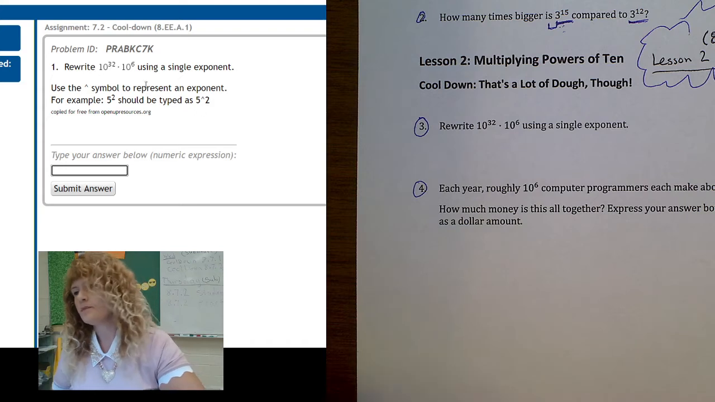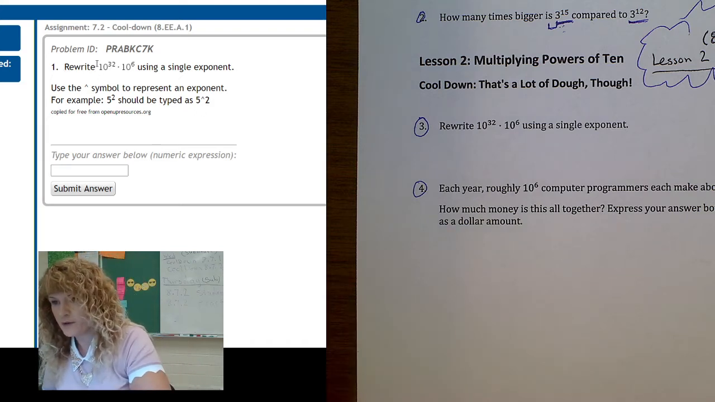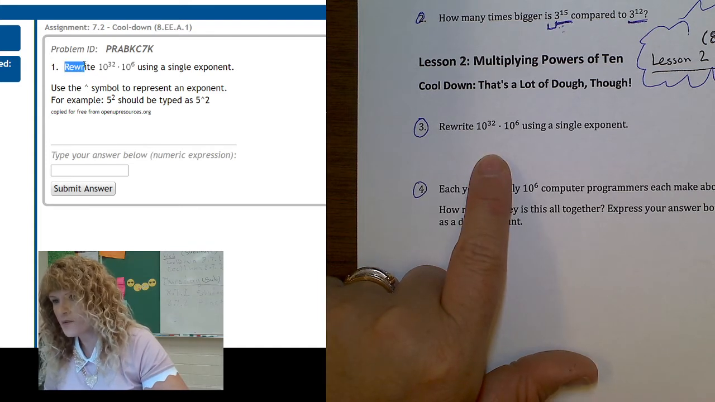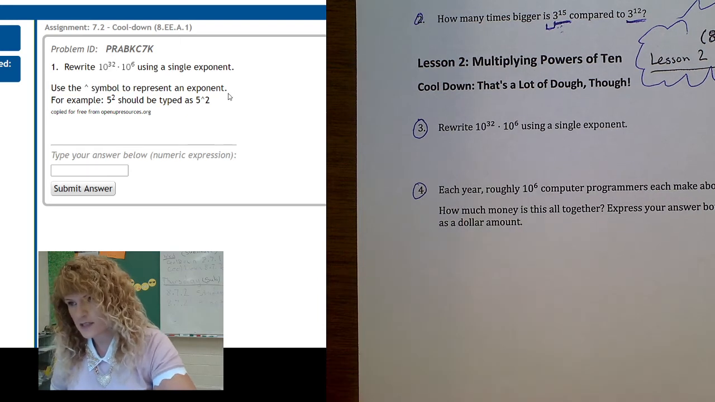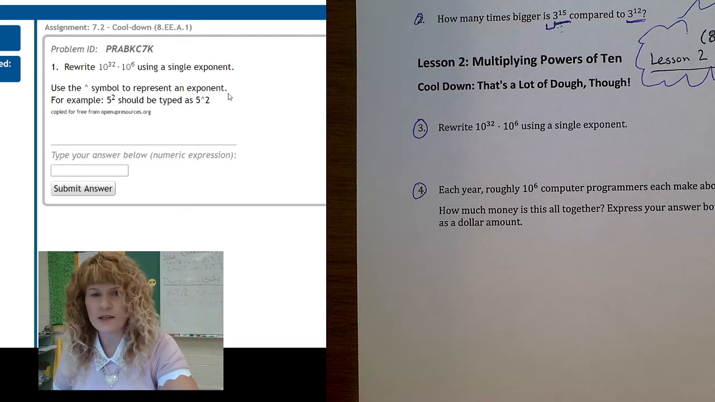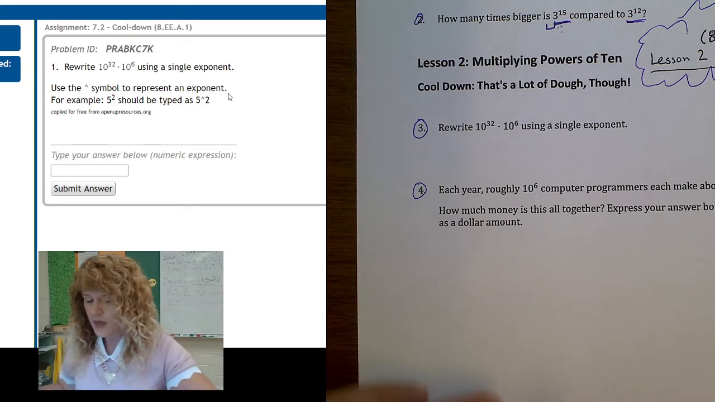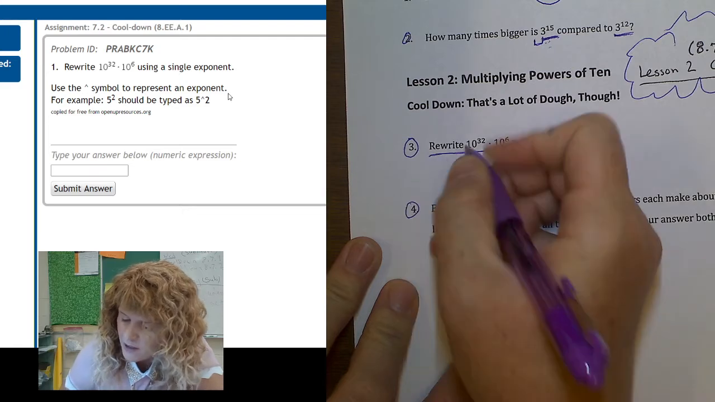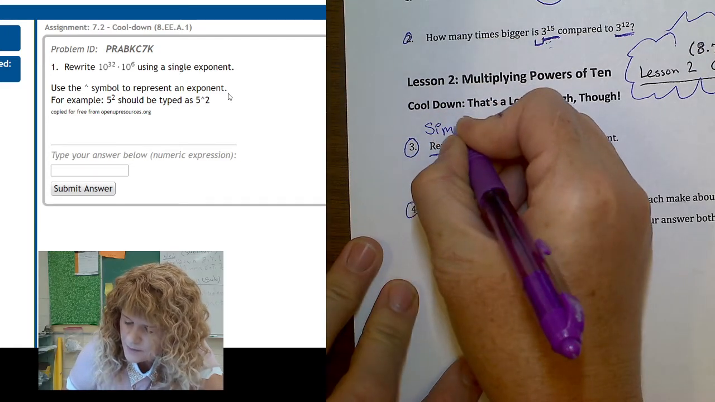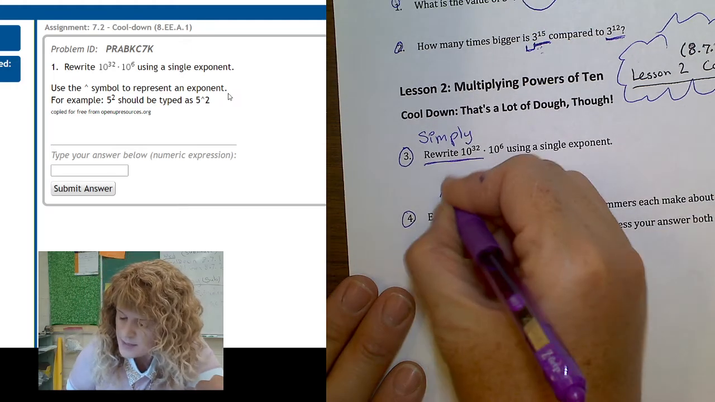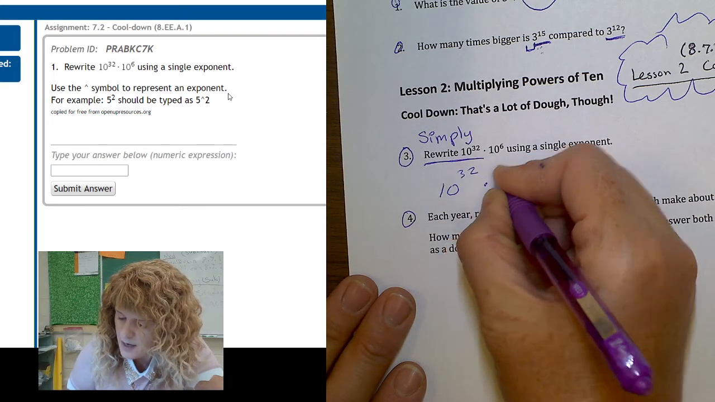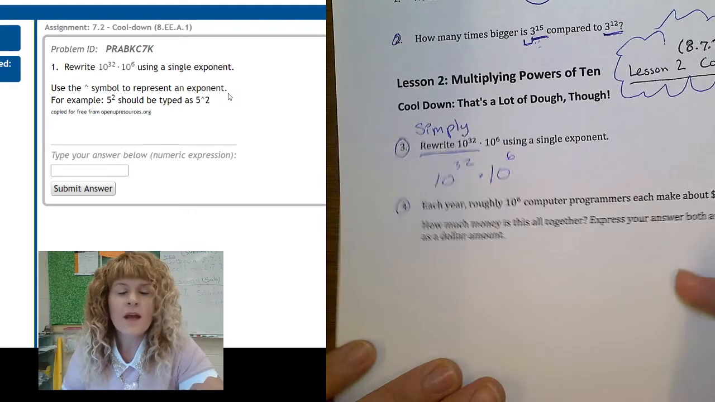Got it? Okay, number 1 on the computer, number 3 on your paper says rewrite 10 to the 32nd power times 10 to the 6th power using a single exponent. Okay, they said to rewrite it, but I call that simplify. Basically, they want you to simplify 10 to the 32nd power times 10 to the 6th power.